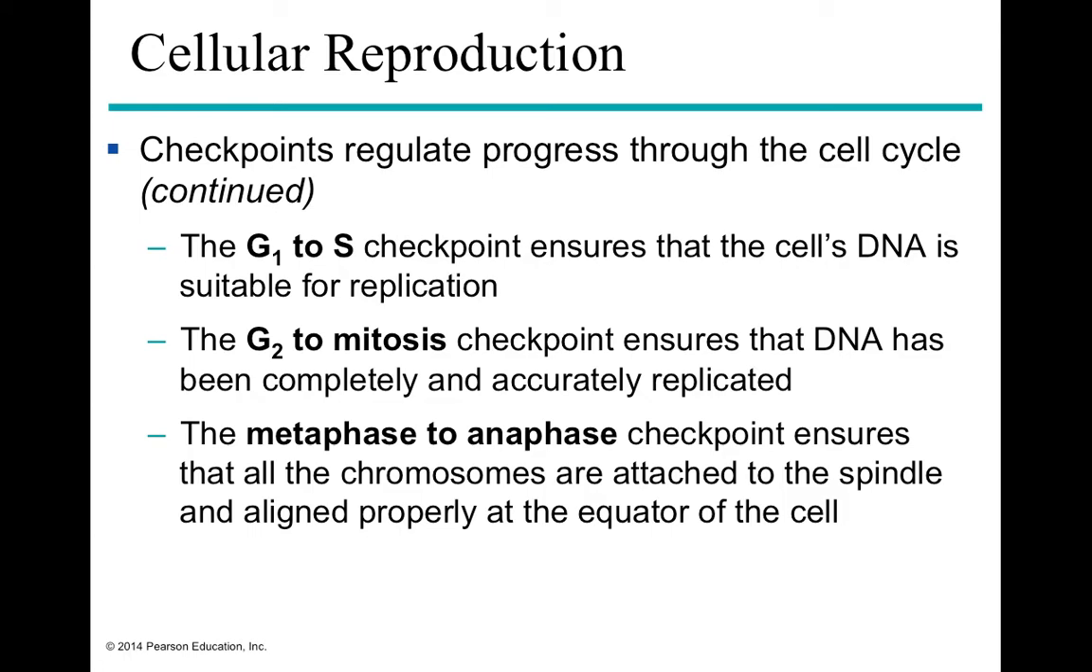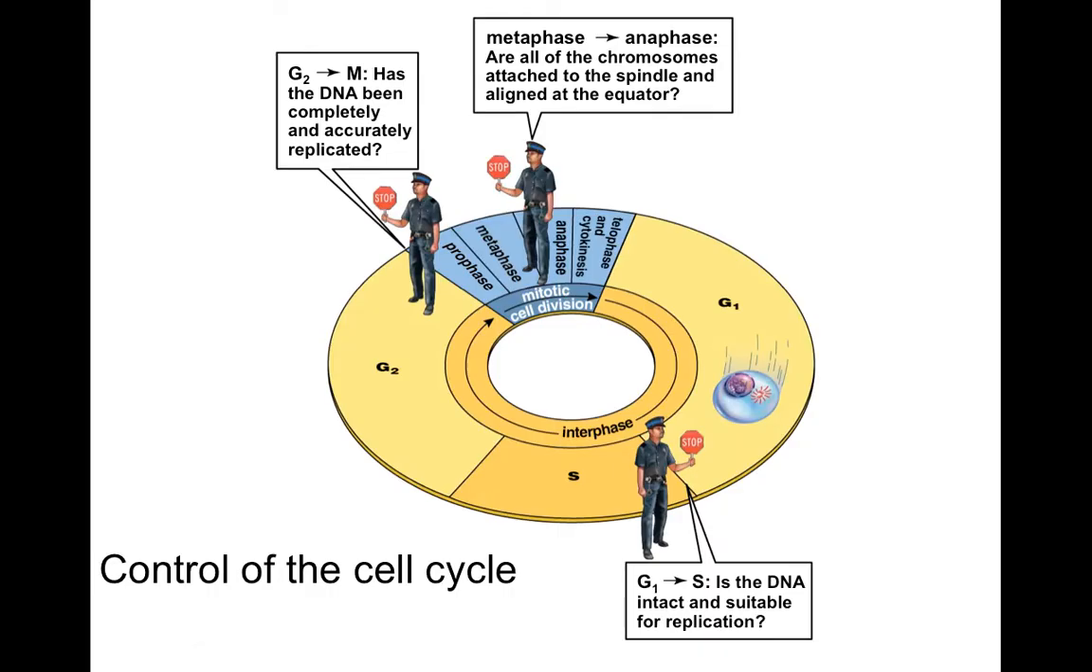So again, that first checkpoint ensures the DNA is suitable for replication. The second checkpoint from G2 to mitosis ensures the DNA has been replicated properly. And that last checkpoint from metaphase to anaphase ensures that all the chromosomes are attached properly, aligned properly, and going to the correct sides so that anaphase can continue. So these are the major checkpoints in control of the cell cycle. Again, it's going to be from G1 to S, from G2 into mitosis or prophase, right? So from G2 into M, and then from metaphase into anaphase.